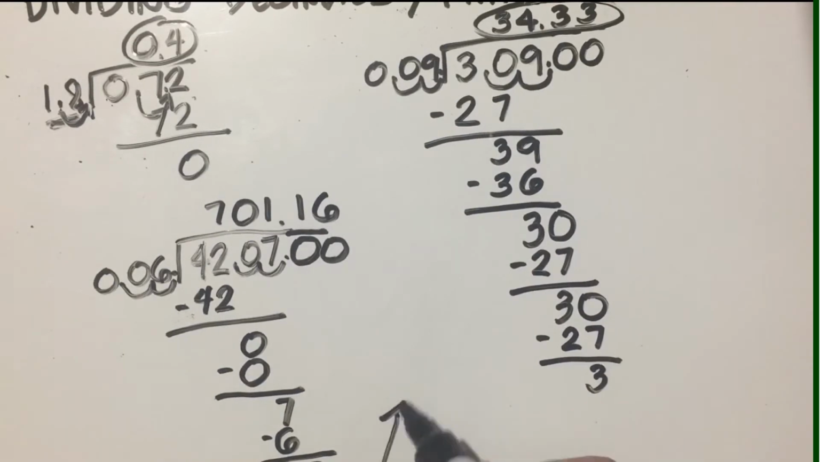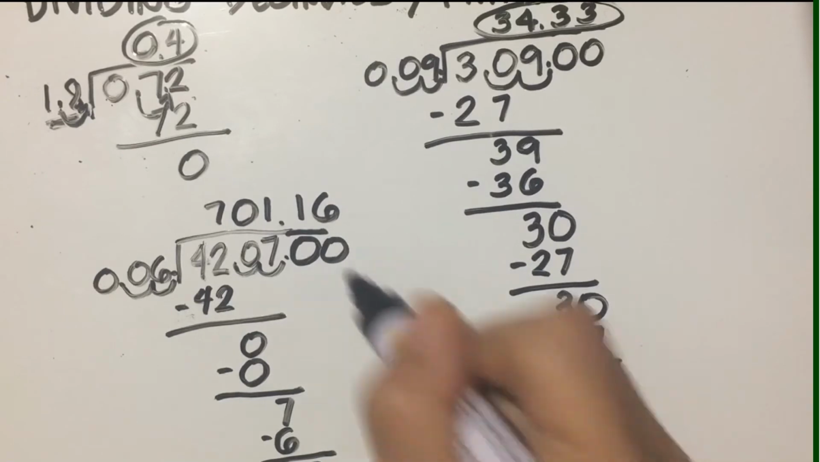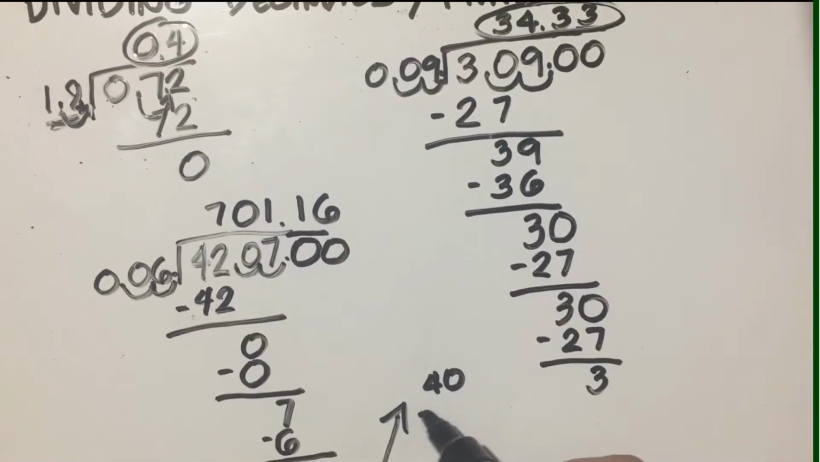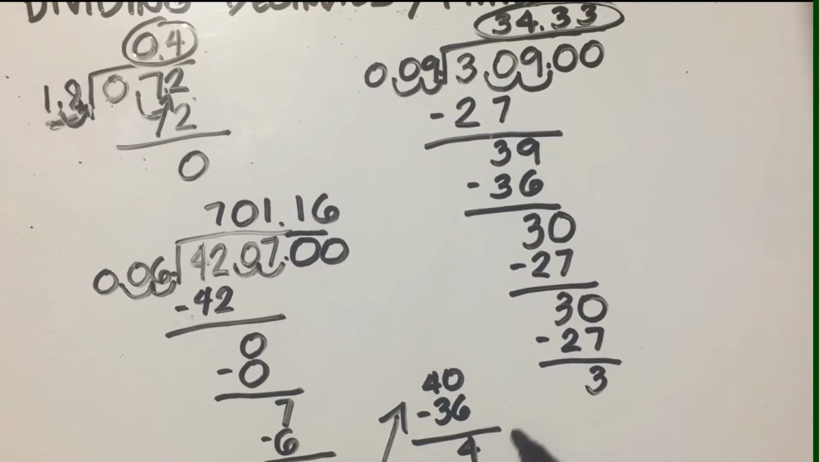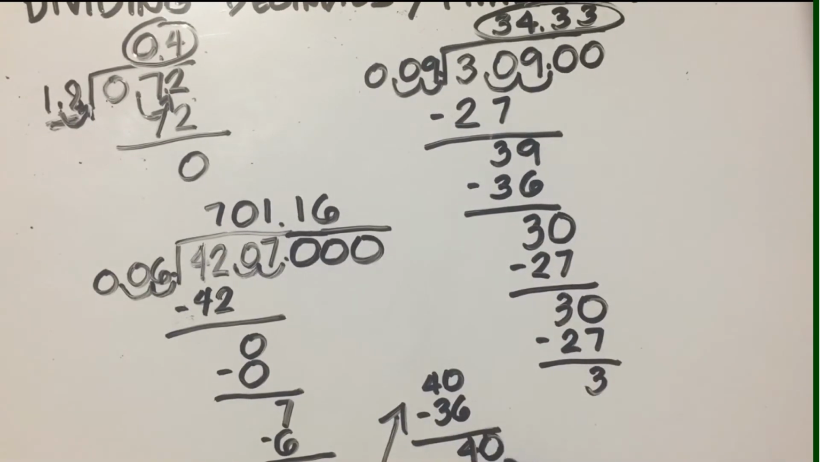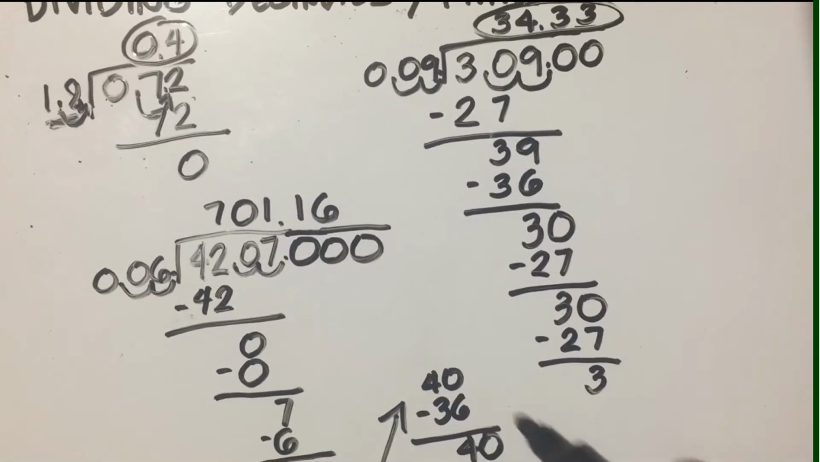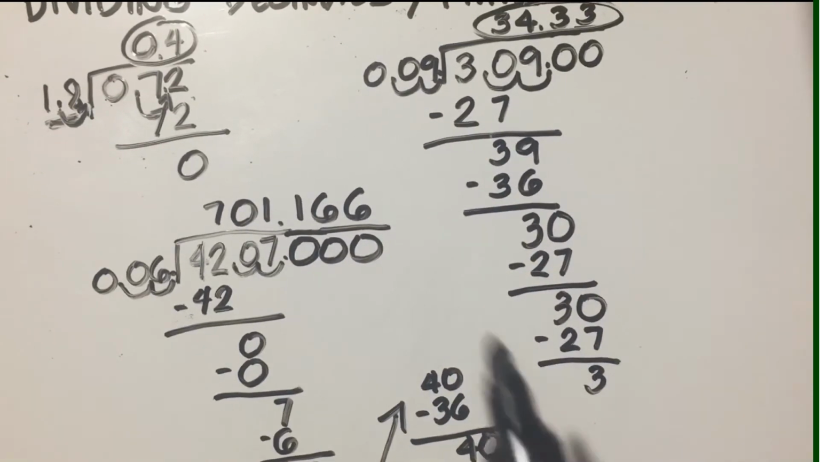Then we have 40. 6 times 6 is 36. Okay, 40 minus 36 is 4. Add another 0 here. Bring down 0. 40 divided by 6 is 6 again. 6 times 6 is 36. This is also a non-terminating decimal.